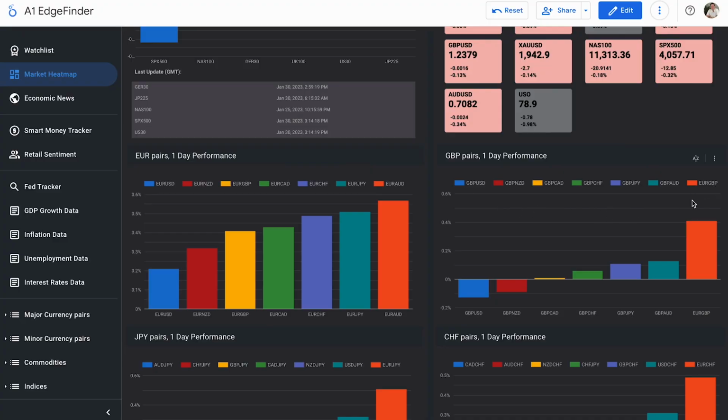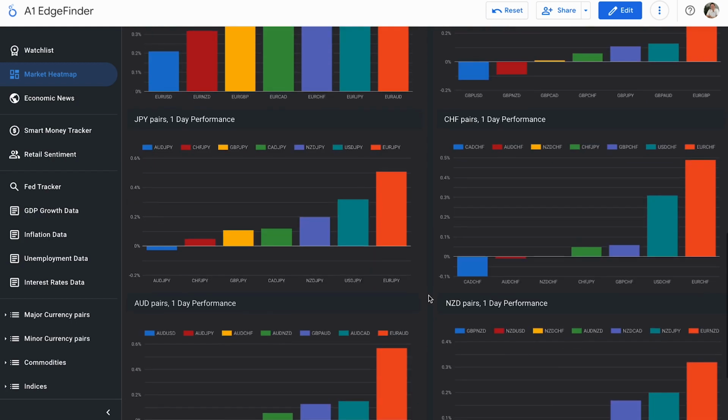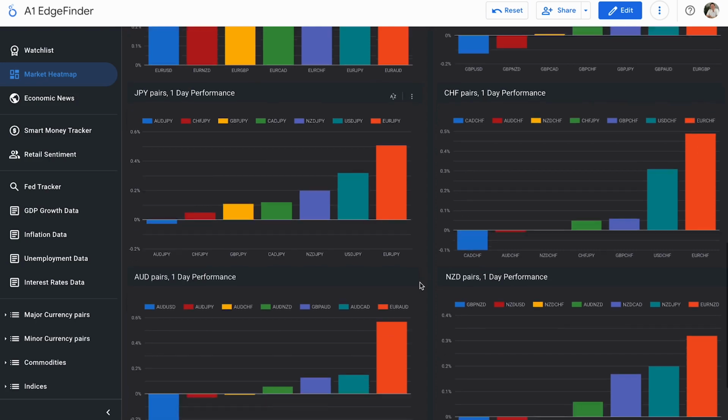Pound pairs, on the other hand, Euro GBP has made some big moves, up 0.41%. Not a whole lot of movement for the rest of our pairs, GBP USD being the biggest mover to the downside, down 0.13%. Most of our yen pairs are up except for AUD JPY, which is down only 0.03%. Euro JPY, on the other hand, up 0.51%. Swiss franc pairs, Euro CHF up 0.49%, CAD CHF down 0.1%.